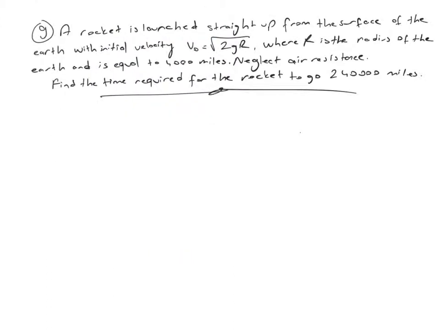Ninth problem. A rocket is launched straight up from the surface of the Earth with initial velocity v0 equal to the square root of 2gr, where r is the radius of the Earth and is equal to 4,000 miles. Neglect air resistance. Find the time required for the rocket to go 240,000 miles. The solution of this problem is very similar to the first problem, which was a rocket problem too. However, I chose this problem for a particular reason, and you will understand the reason during the solution.